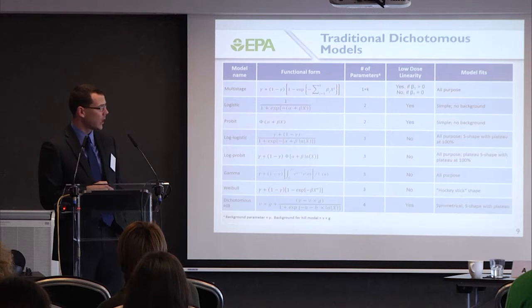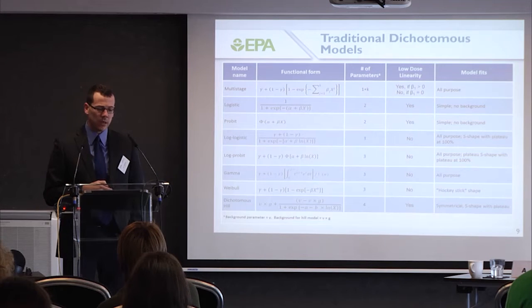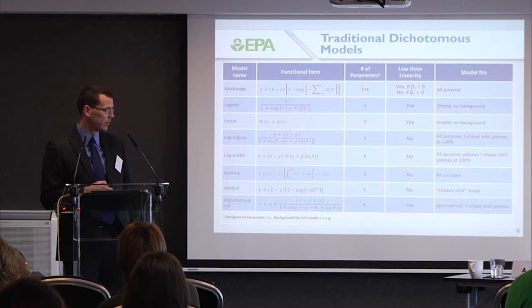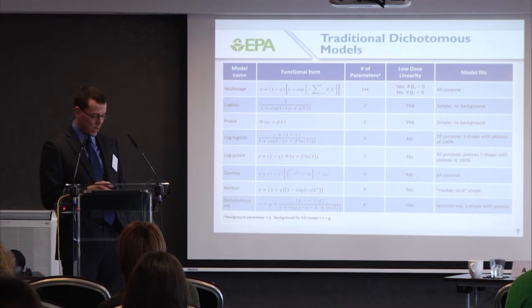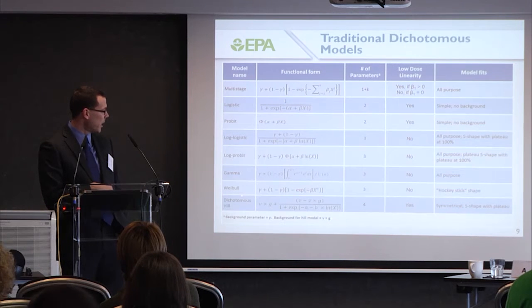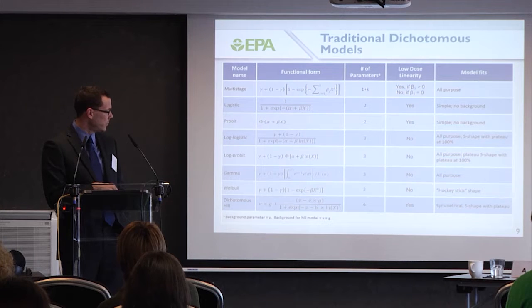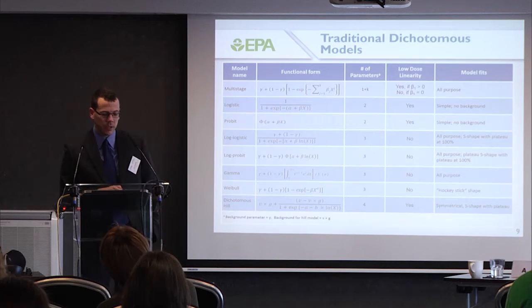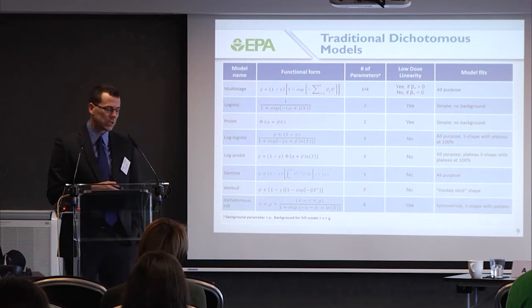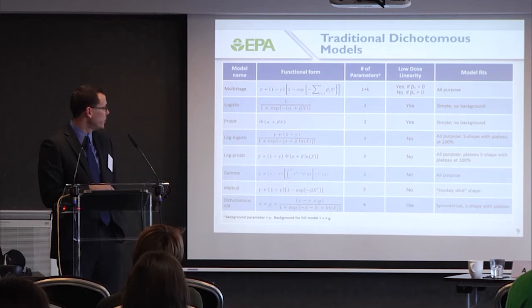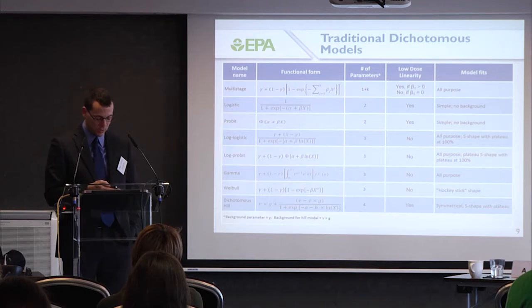The suite of dichotomous models recommended by EPA and available in BMDS is largely the same as PROST. We do have the dichotomous Hill model for sigmoidal dose responses where the plateau is less than 100% response. And then we do recommend using the quantilinear model, the first degree multi-stage model.